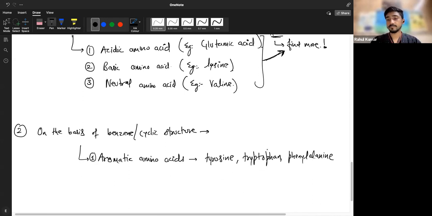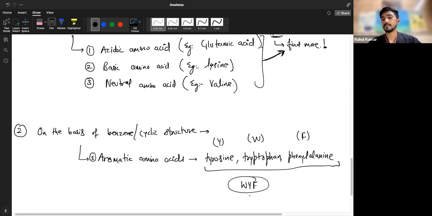So W, Y, just confirm it once, and F. And the way to remember which amino acids are aromatic, which means pleasant smelling, the acronym becomes WIFE. Okay, aromatic.